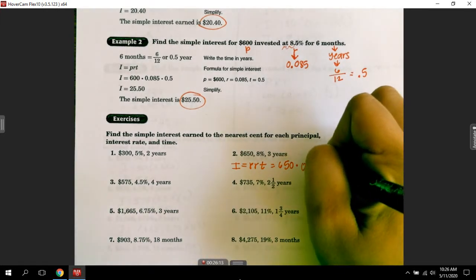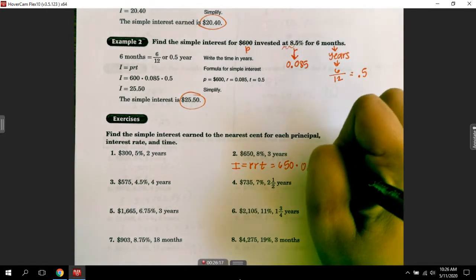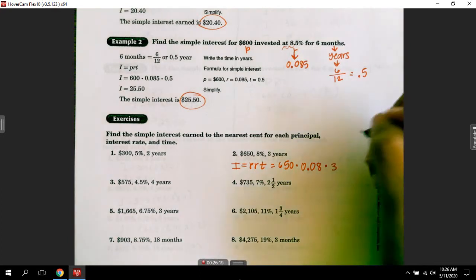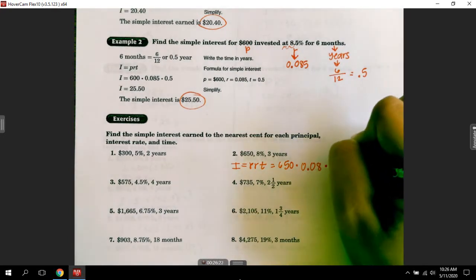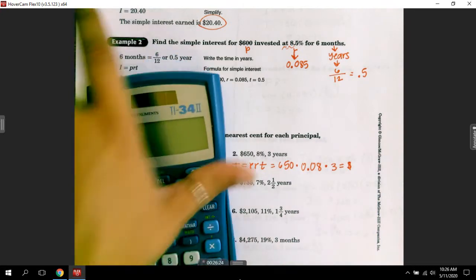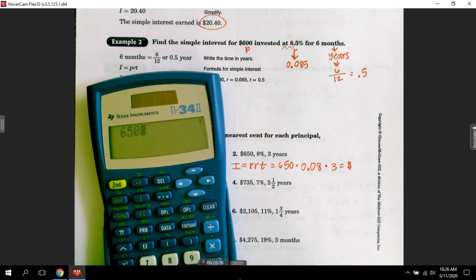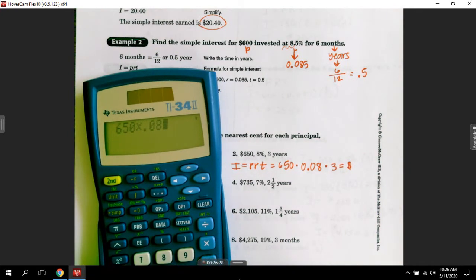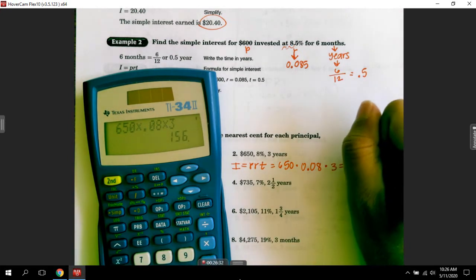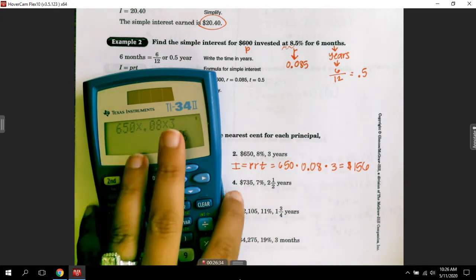And then 3 years, it's already in years, so we don't have to change anything there. So when we multiply all that together, 650 times 0.08 times 3, that's 156. So it's $156 in interest.